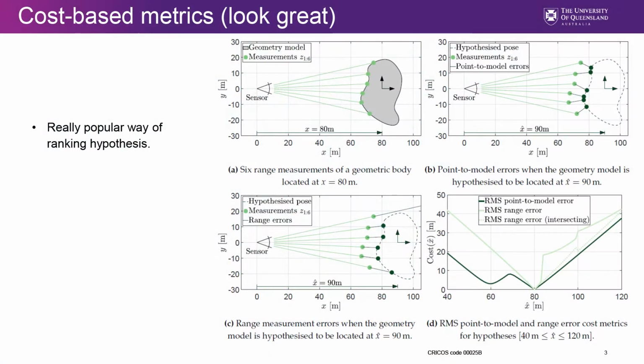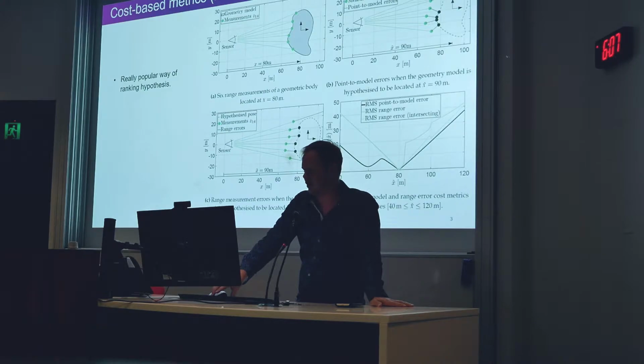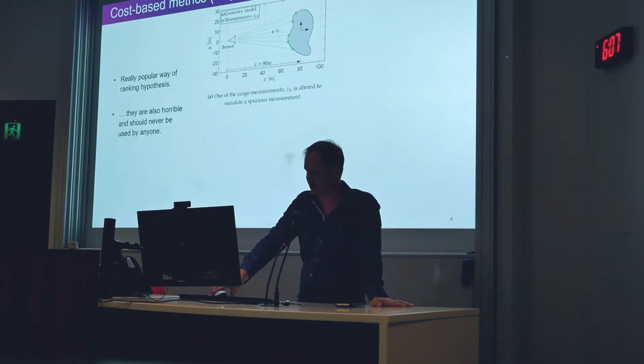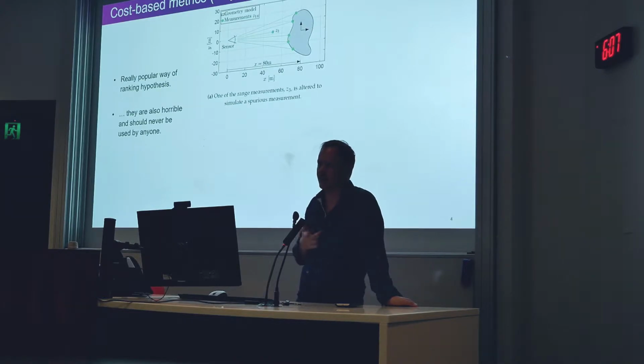And you might use that with a search heuristic that's trying to minimize something like nearest point or least squares or something. So that looks really great and really intuitive. It gets 0 error at the right answer, but they suck. I'm going to show you why they suck by just changing one of those measurements.